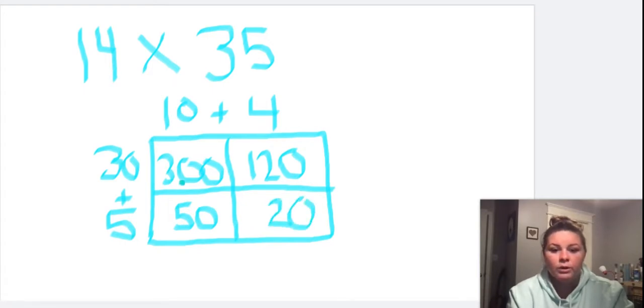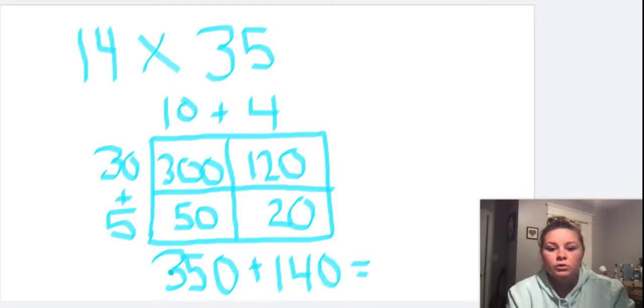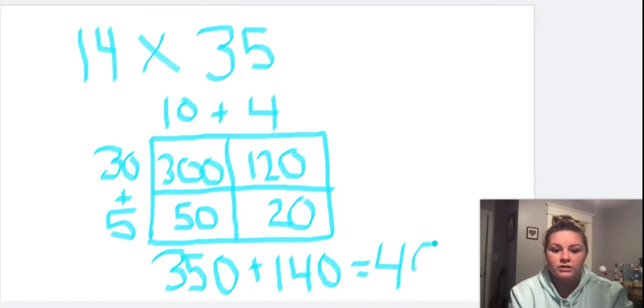From here, we're going to add these partial products. I like to add a column at a time just to keep the numbers simple. So I'm going to add 300 plus 50 for this column, which is 350, plus this column, 120 plus 20, which is 140. Then I can just add these two numbers to get my final product: 350 plus 100 is 450, plus 40 is 490. So my final product is 490.